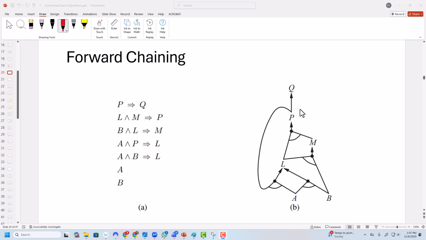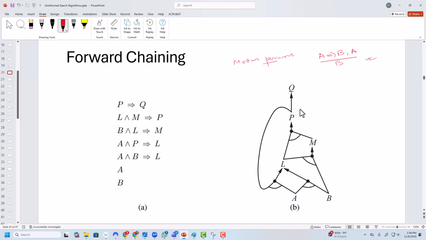If you remember modus ponens one more time, let's see. Modus ponens is based on this: if A implies B and we know that A is true, then B is true. So that is modus ponens. This forward chaining algorithm uses modus ponens, and it starts with some known facts.